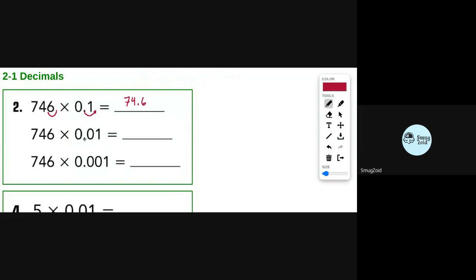This is a really easy way of making this work. If I have to move this twice to make a 1, 1, 2, I got to move this decimal twice, 1, 2, to make it work. So that'd be a 7.46. This one was again 1, 2, 3, 1, 2, 3. So I put a 0 in front so I don't lose my decimal part. 0.746. See how easy that is? So if you're moving it this direction, you got to move it that direction.